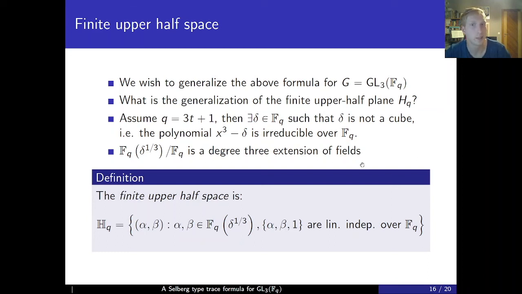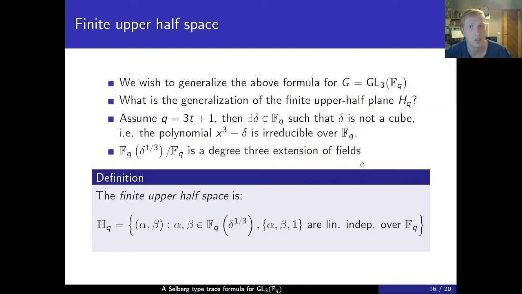The polynomial x cubed minus delta is irreducible over F_q. Then, if we adjoin a cube root of delta to F_q, we obtain a degree 3 extension of fields. That is, F_q(cube root of delta) will be a 3-dimensional vector space over F_q with natural basis 1, cube root of delta, and delta to the 2/3.